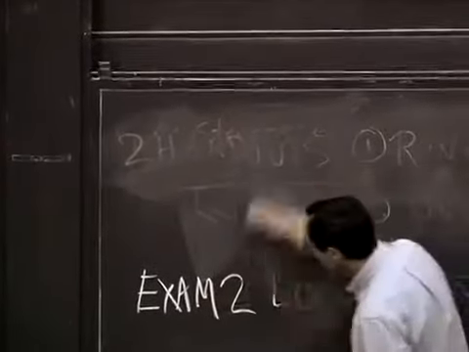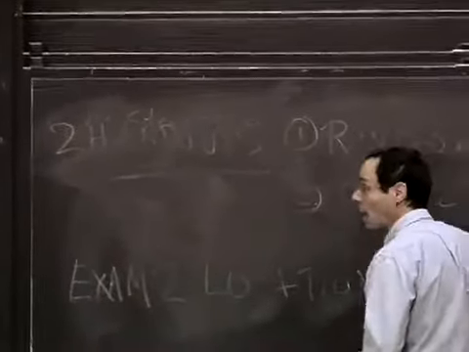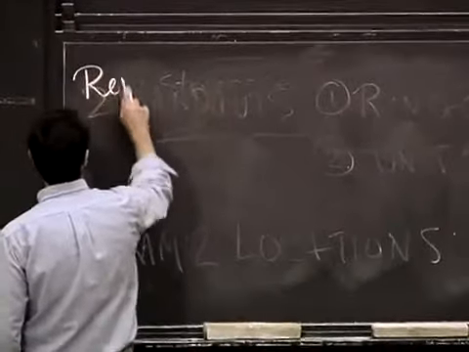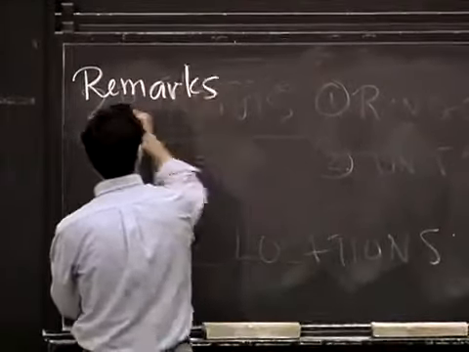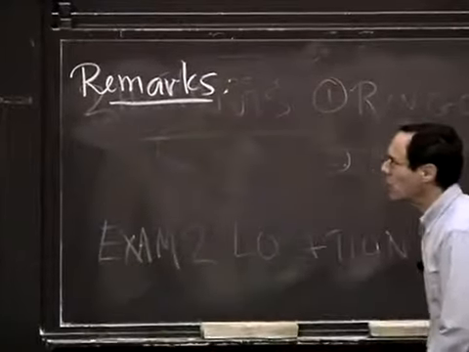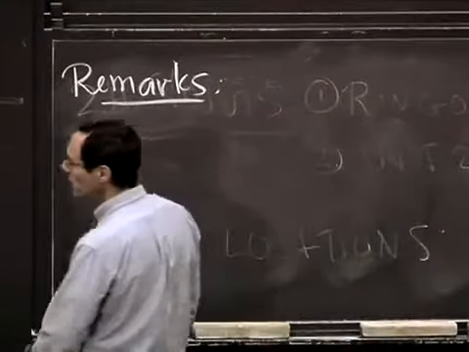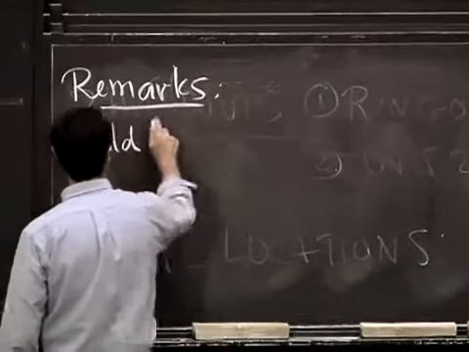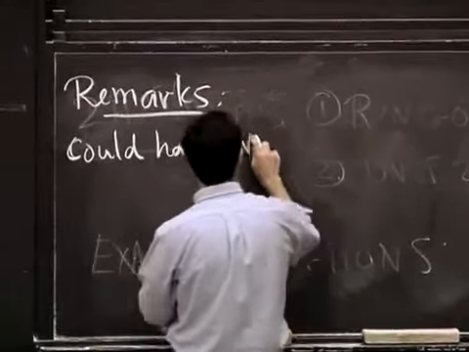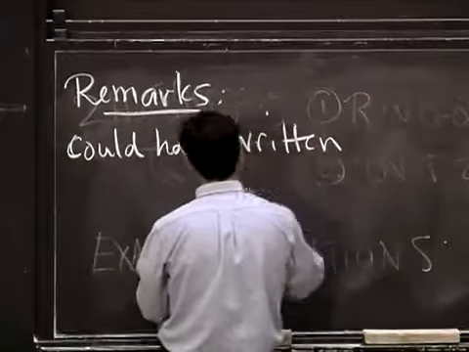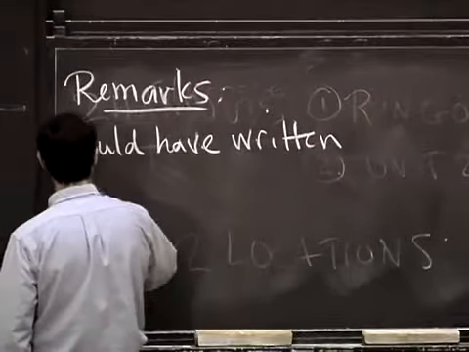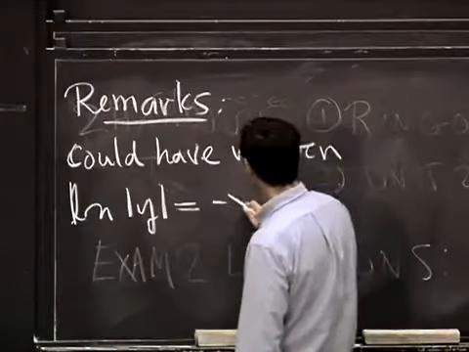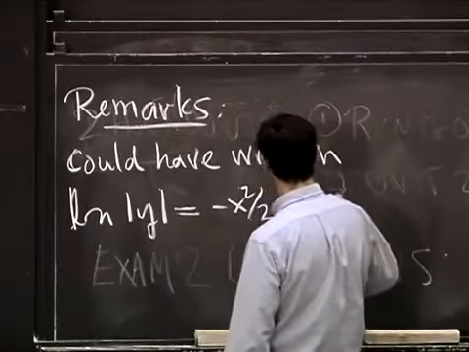So just a few pieces of commentary, if you like some remarks. The first remark is that I could have written natural log of absolute y is equal to minus x squared over 2 plus c.